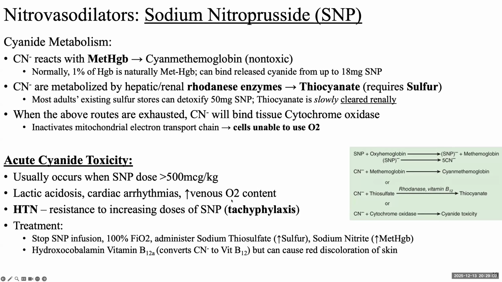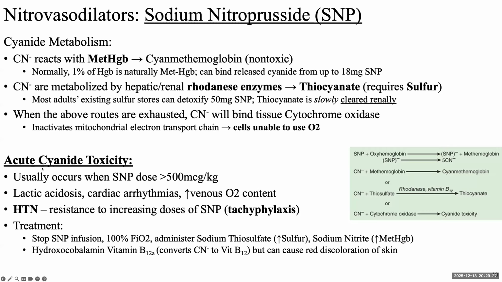If you think about it, this makes a lot of sense because with the cyanide, we've basically made our cells unable to use oxygen in the electron transport chain. So all that unused oxygen is showing up here on the venous side, right? Hopefully that makes sense.